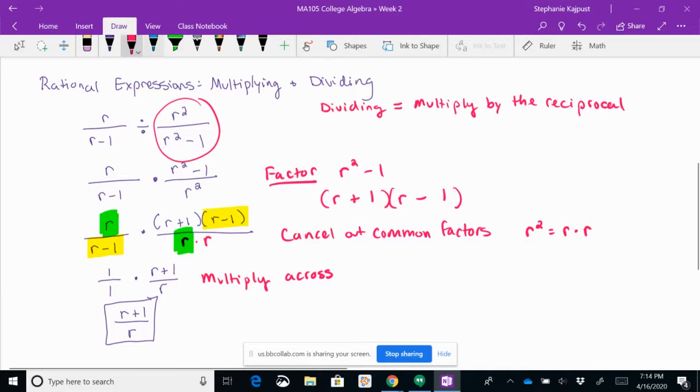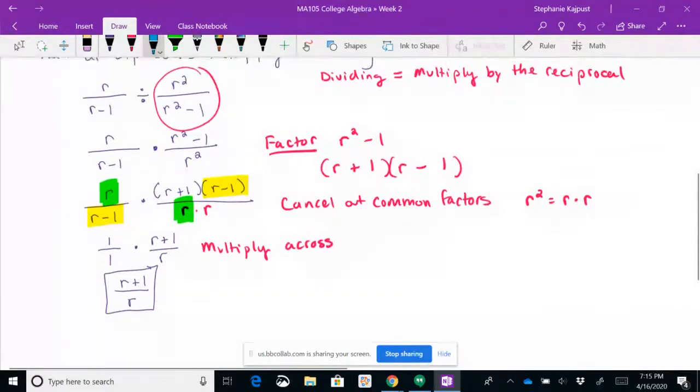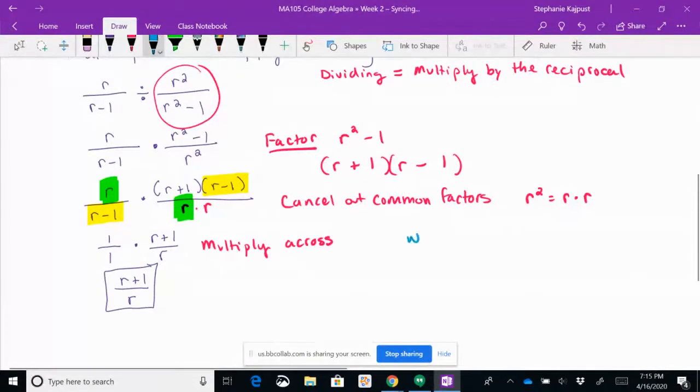There is one thing that our book specifies, that when you cancel anything that cancels out, you want to restrict that from the domain. So we canceled out an r and an r minus 1. And when you cancel things out, you're dividing them out. And we can't divide by 0. So that means that r cannot be 0 and r minus 1 cannot be 0.